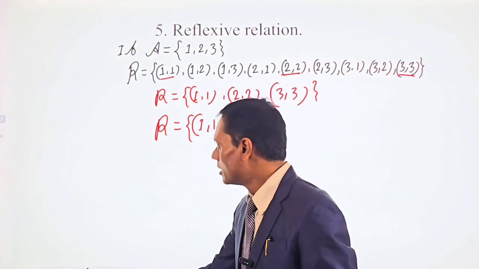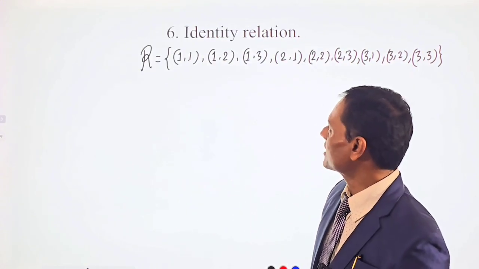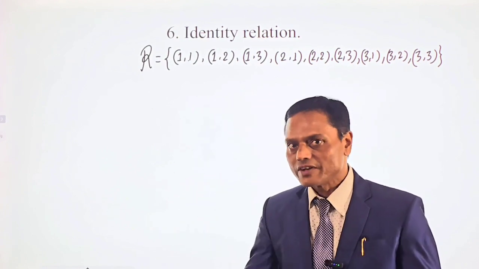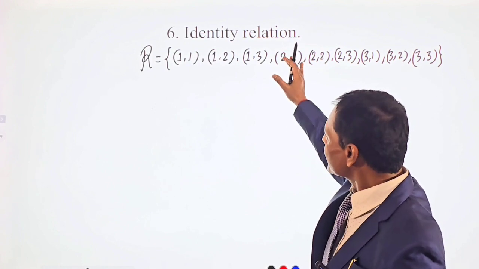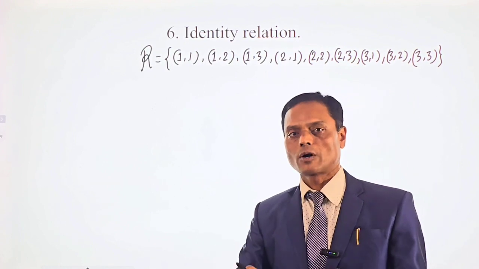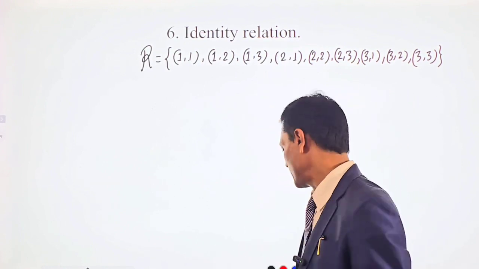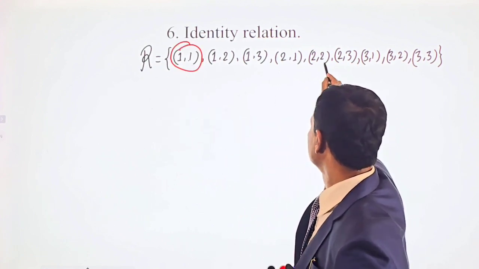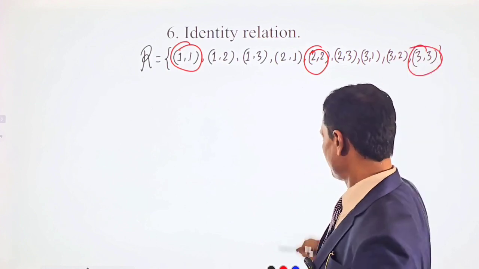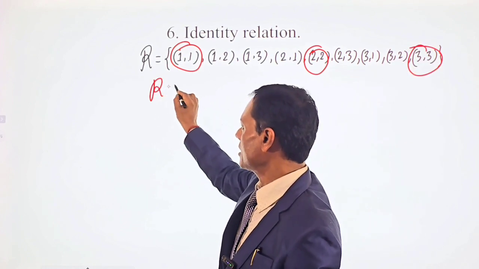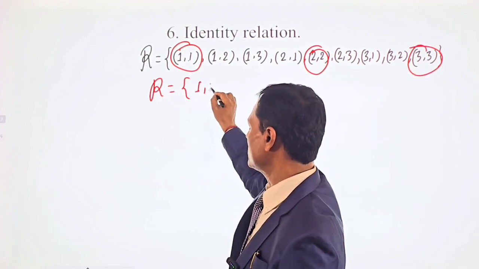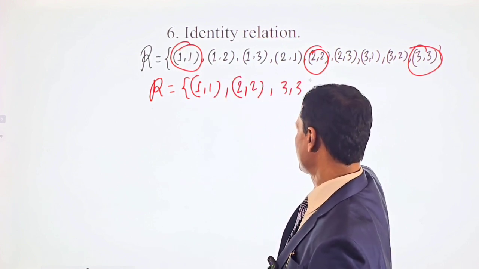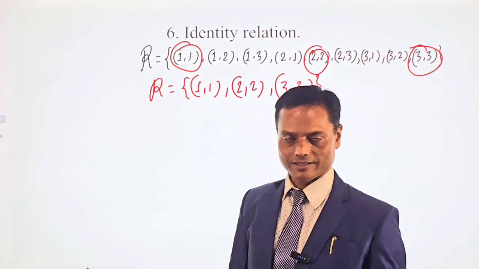Moving forward, let's have a look here. That's the identity relation. As in the reflexive relation, in the identity relation also we have to select the same ordered pairs in which both the components are equal. Yes, so we can see here (1, 1), (2, 2), and (3, 3). We can write here R = {(1, 1), (2, 2), (3, 3)}. That is the identity relation.